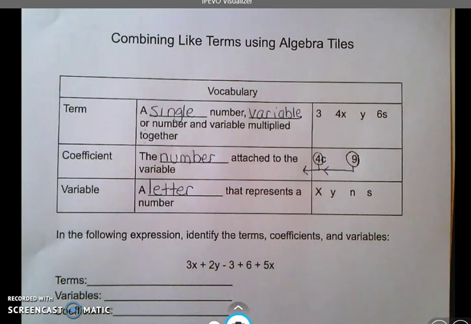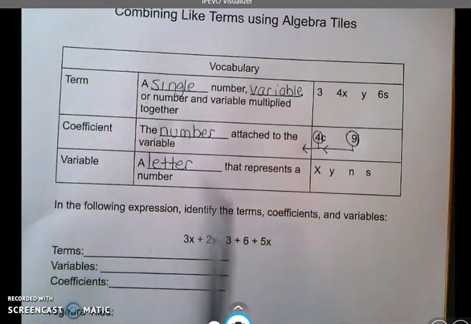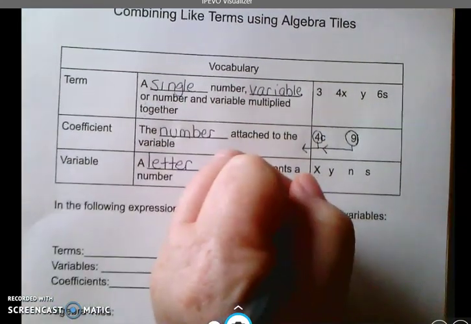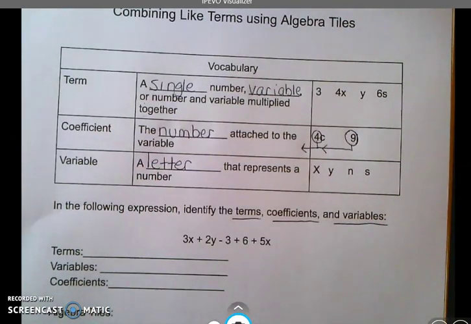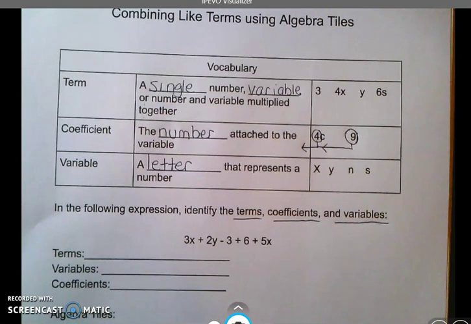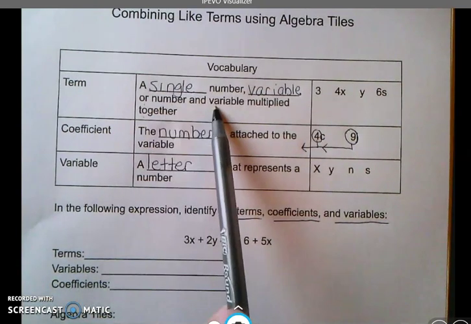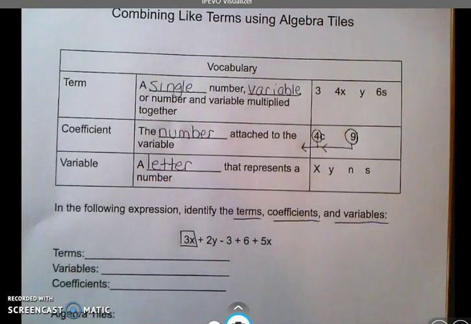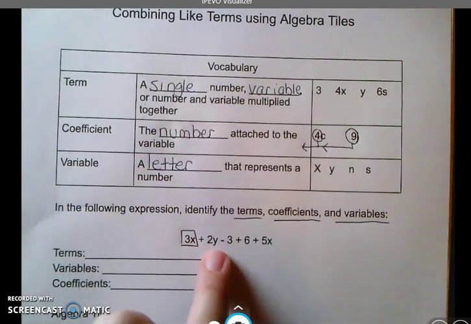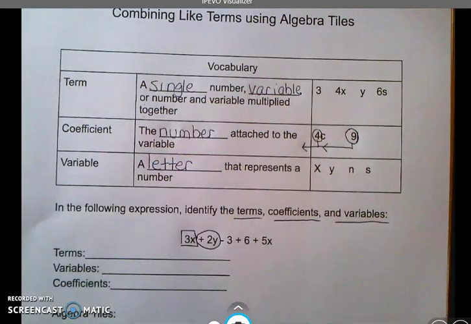Alright, so let's do an example here. It says in the following expression, identify the terms, the coefficients, and the variables. So the first thing we're going to do is identify the terms. The terms are usually separated by plus or minus signs. So for example, 3x, it's a number and variable multiplied together, is a term. Plus 2y is a term. It takes the sign that's in front of it.